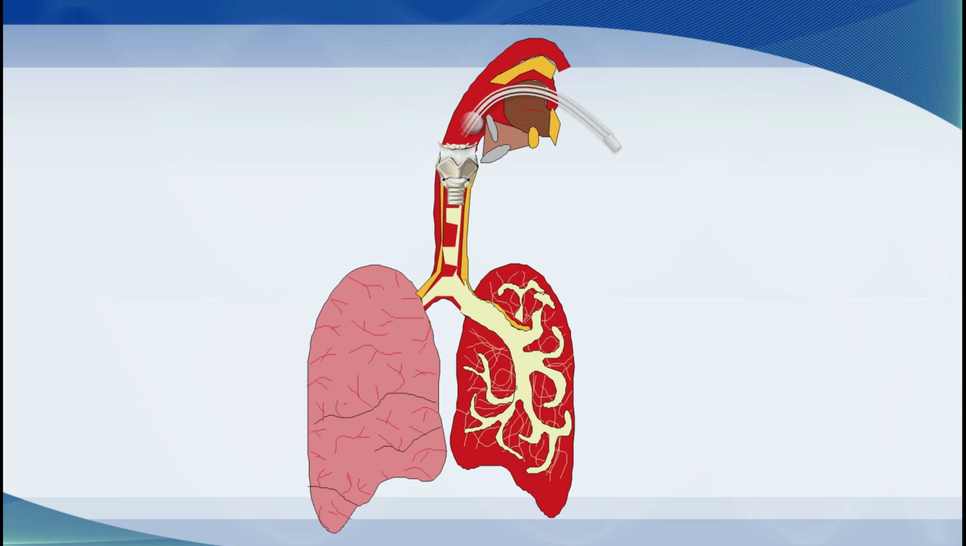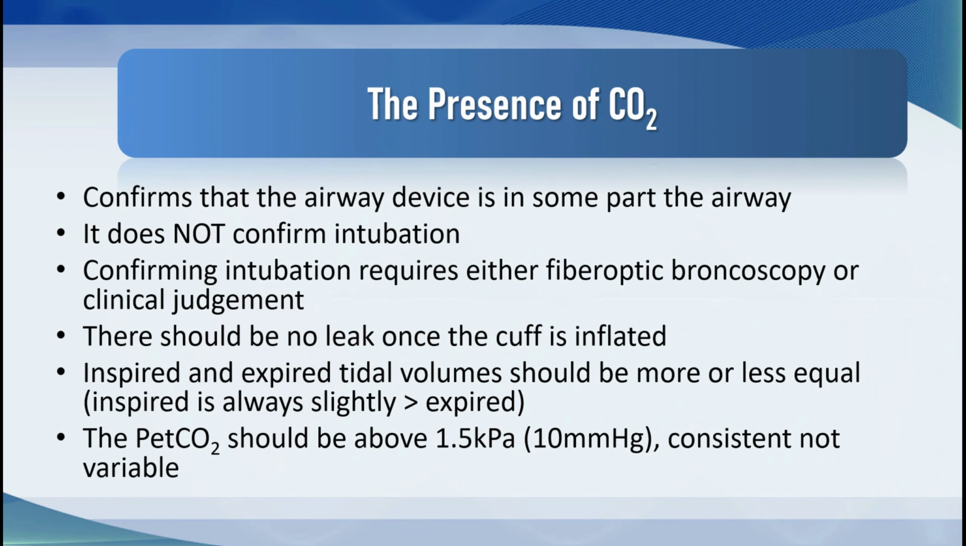The tube can be in the pharynx, it can be in the glottis, it can be where you want it in the trachea, or it can be in the bronchus. The presence of CO2 confirms that the airway device is in some part of the airway. It does not confirm intubation. Confirming intubation is quite controversial.